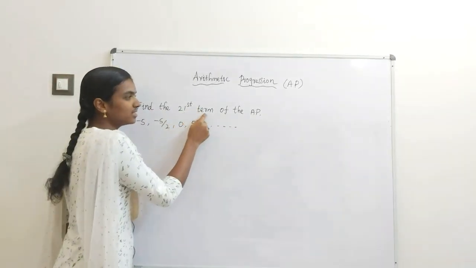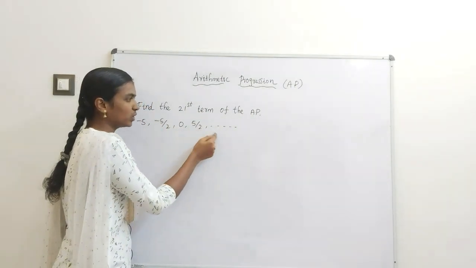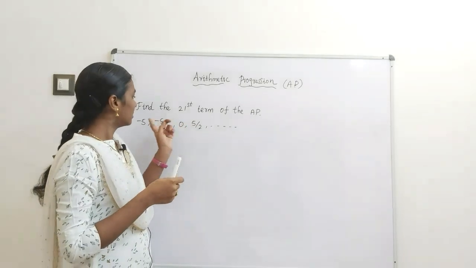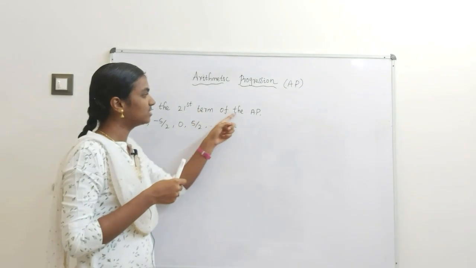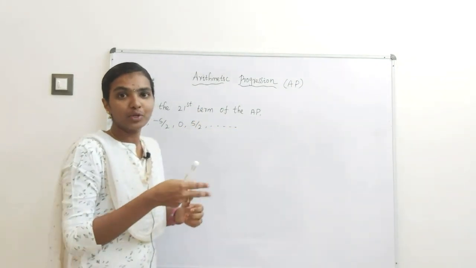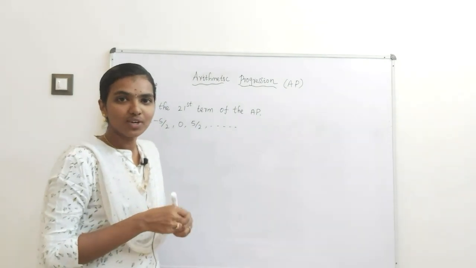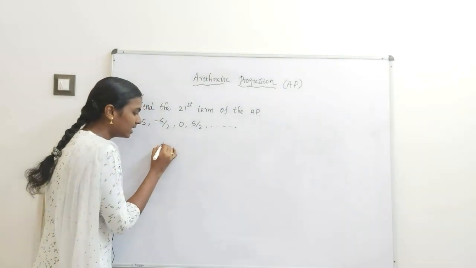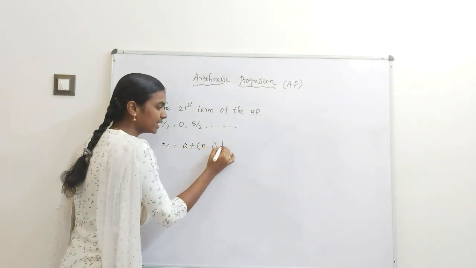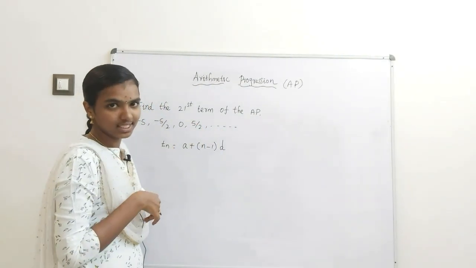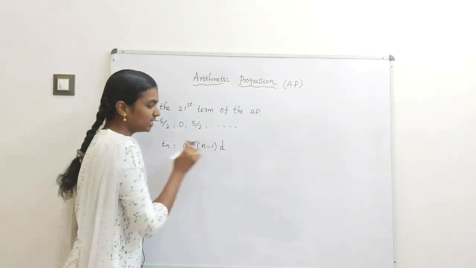The first question is: find the 21st term of the AP minus 5 by 2, 0, 5 by 2. So what is given? Only 4 terms are given, and they asked for the 21st term of the AP. So remember, to find the 21st term of our AP we have to use the formula for the nth term: Tn equals a plus (n minus 1) times d. What is the formula? Tn equals a plus (n minus 1) times d.